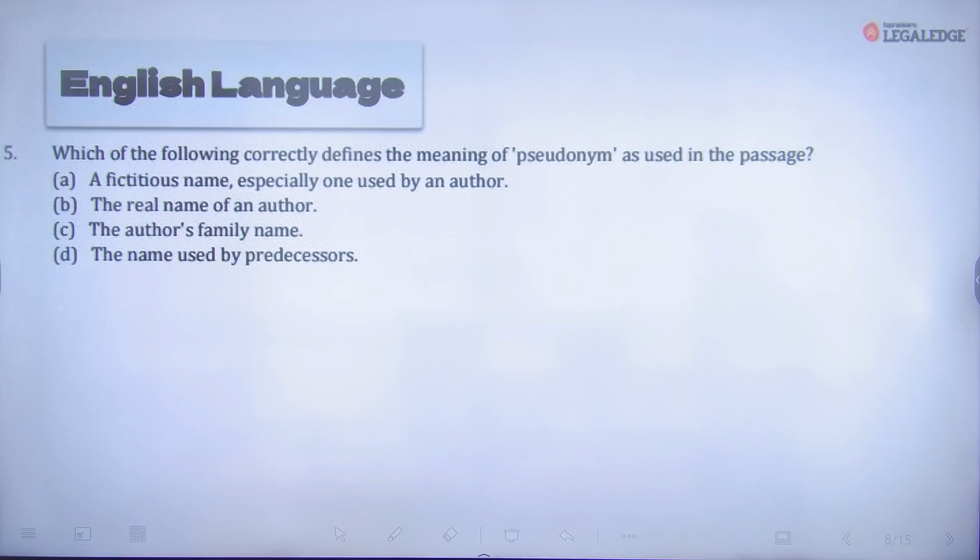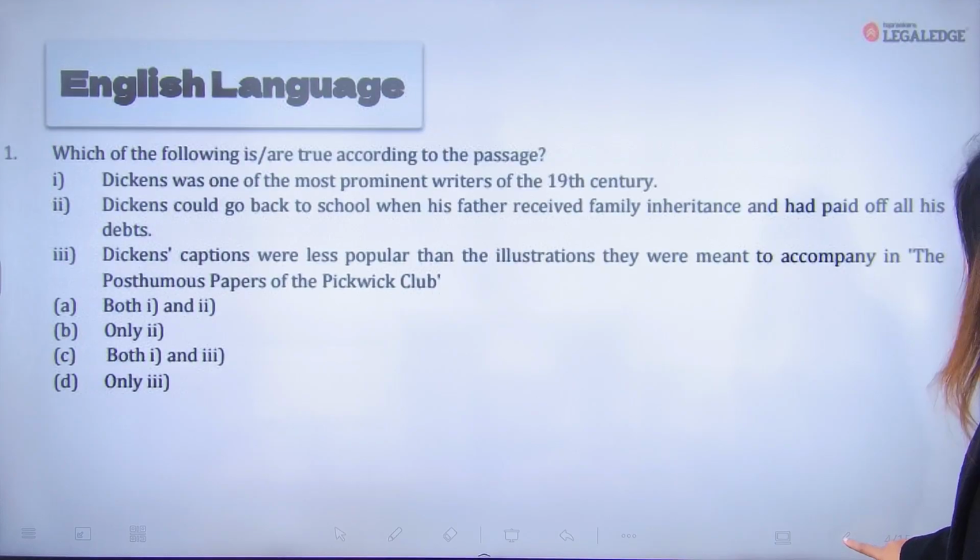As you can very well see, this is a vocabulary based question. So if you're already aware of the term pseudonym, I don't really think you will have to read the passage to answer it. Chalo. Let's go and see the passage.